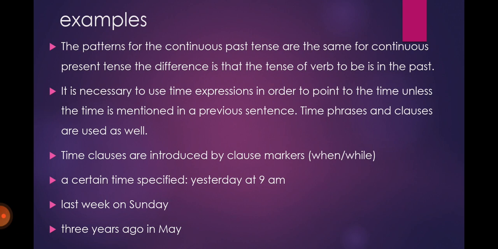It is necessary to use time expressions in order to point to the time, unless the time is mentioned in a previous sentence. Time phrases and clauses are used as well. So there is a need to mention the time when the action took place in the past, in order to make a difference between this tense and other tenses in the past.